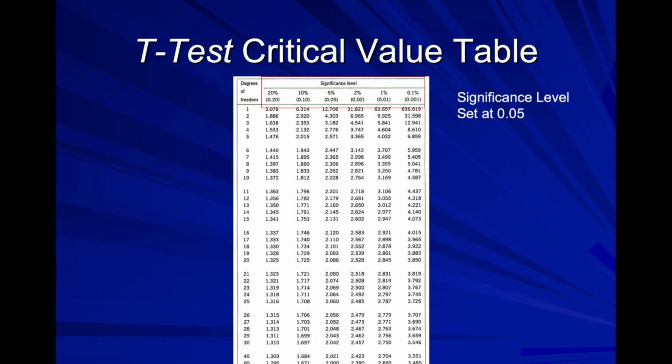both groups, subtract 2. So if you have a sample of 20, 10 in each group, then you would use the row of 18. If you have 30, 15 in each group, you would use the degrees of freedom of 28.